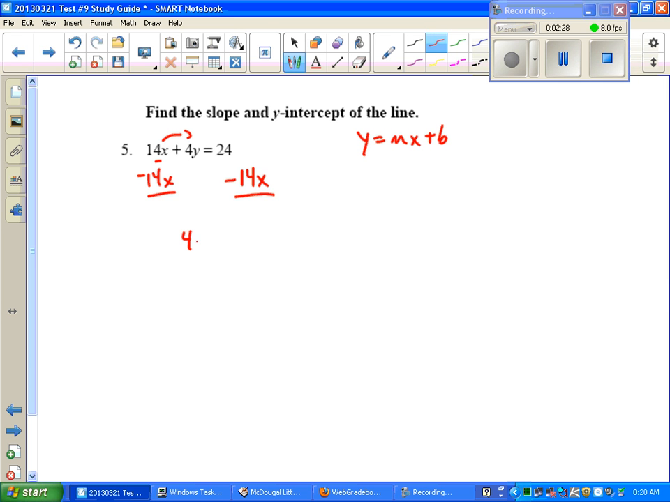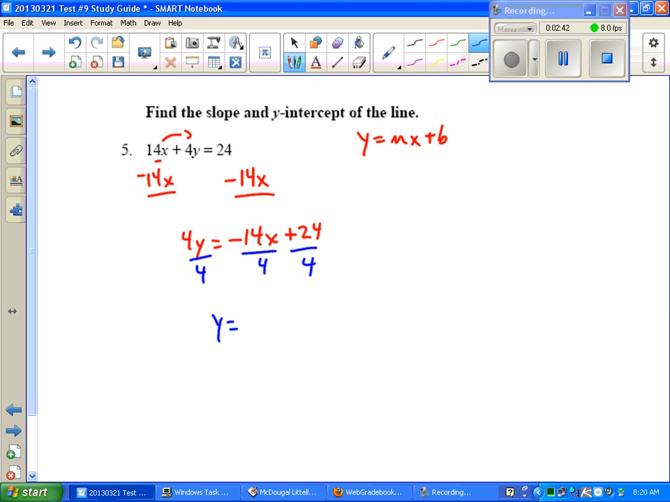But you're left with 4y on the left side equals negative 14x, just to where you say mx first, and then positive 24 to where you say plus b. Get rid of 4 times something by dividing by 4. Do the same thing to everything on the other side. Y equals negative, and notice the number 4 doesn't go into 14, but 2 does. Negative 7 over 2x. And then 24 divided by 4 will be plus 6.